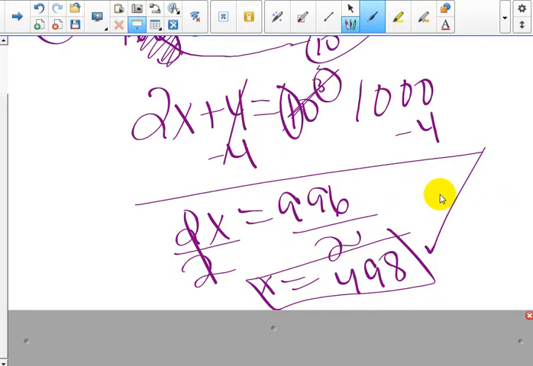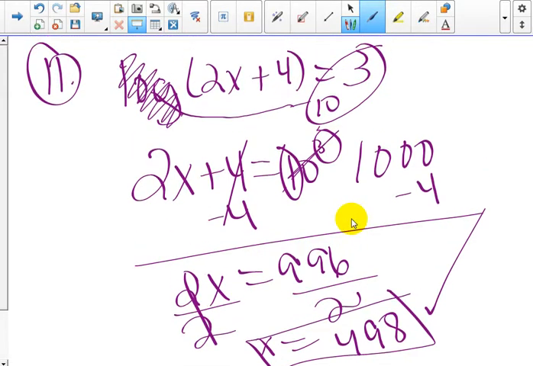Okay, work 12 and 13 quickly. 12, they've started for you, and you've got like one more step after that. And 13's very much like this one we just did.